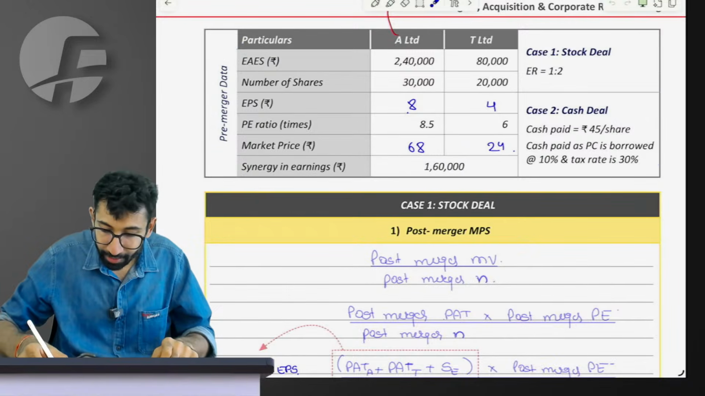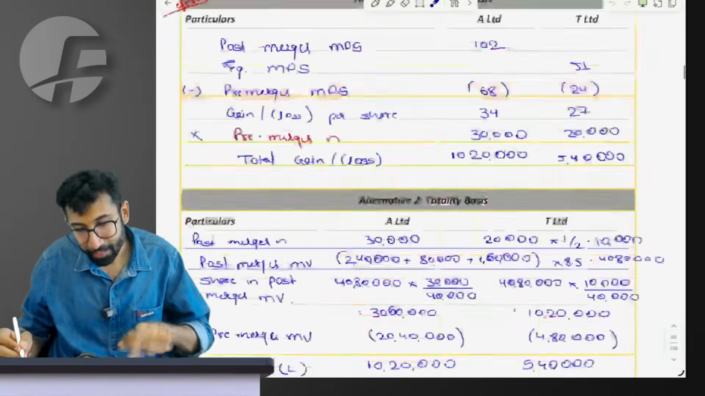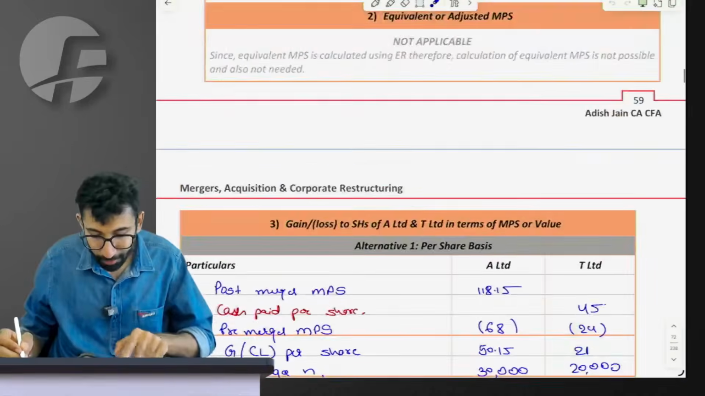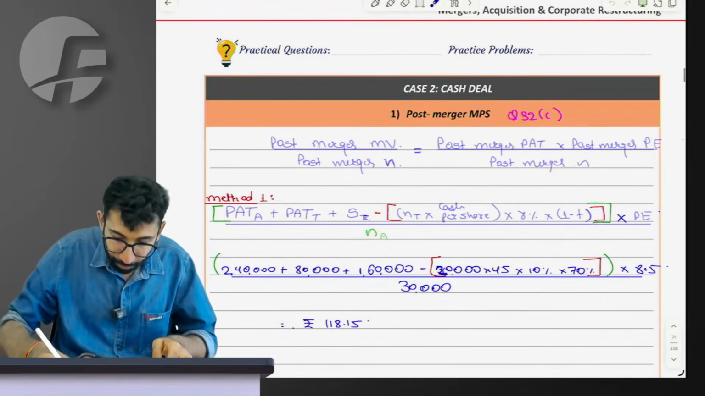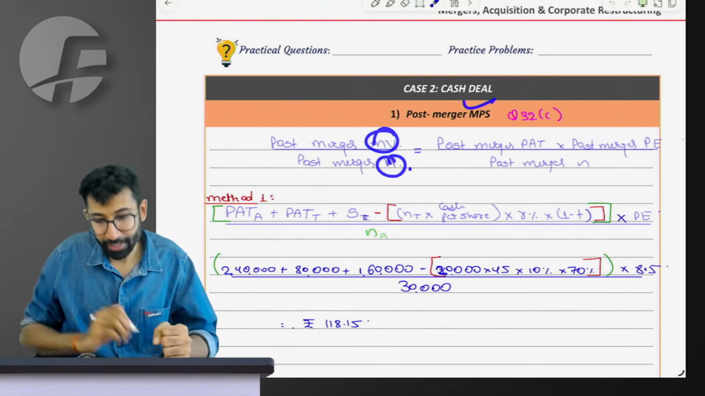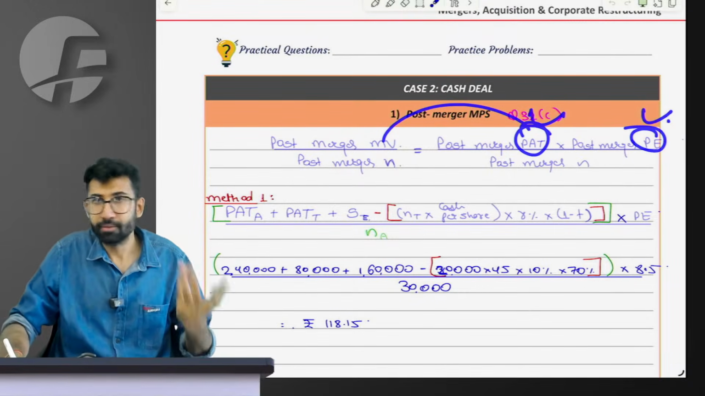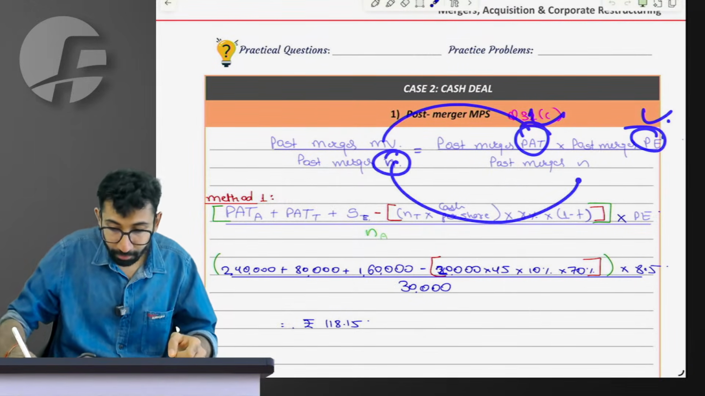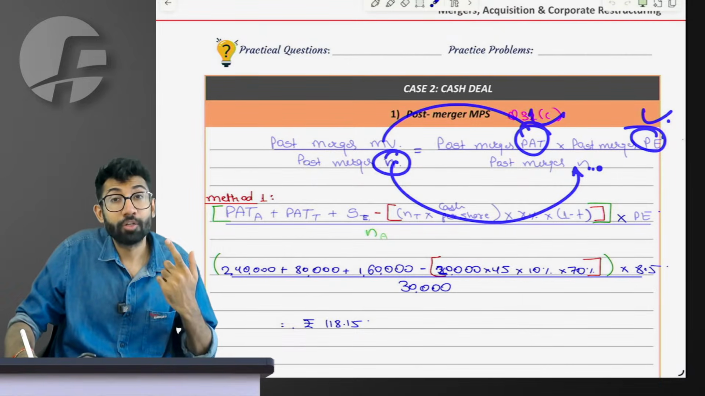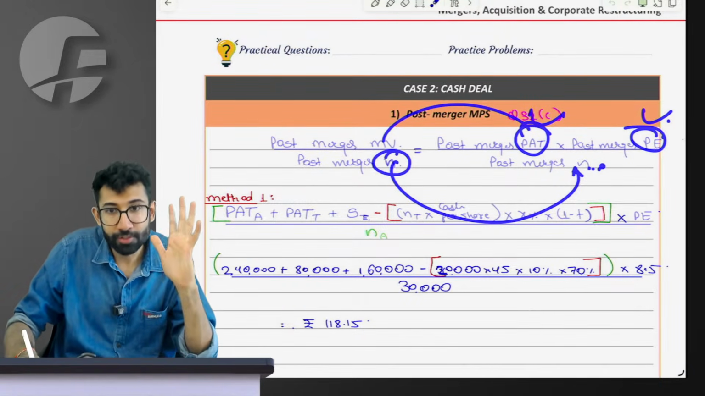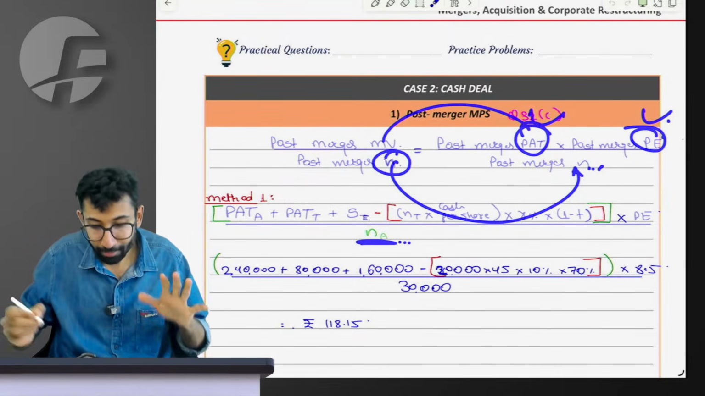In case of a cash deal, I have to find the same set of things. I have to go by way of earnings only. Please observe this clarity of concept. Post-merger MPS is market value divided by number of shares. Market value has the same thought process, PAT into PE, but this time the number of shares will be only the shares of the acquirer. It is a cash deal. What you have been paid is cash, no shares issued to you. So the denominator has only my shares.